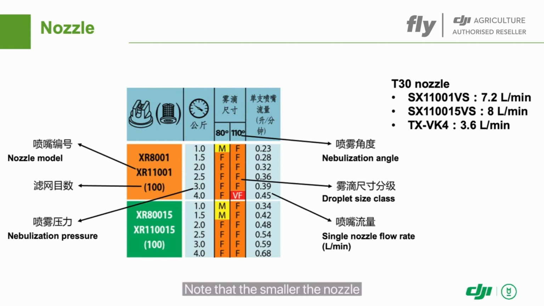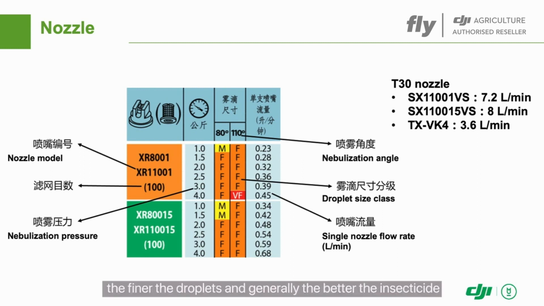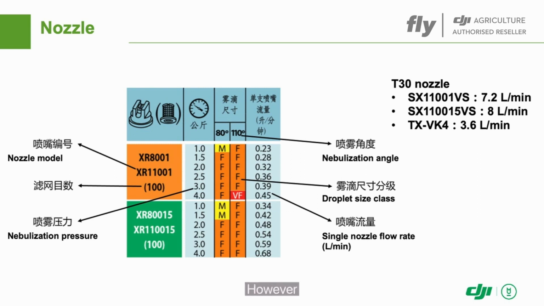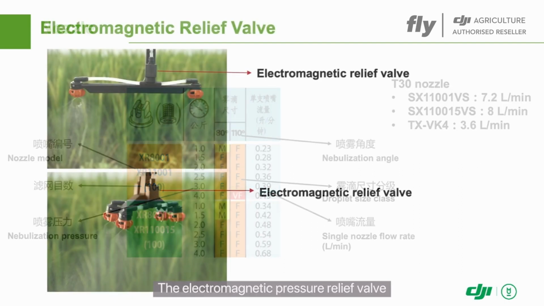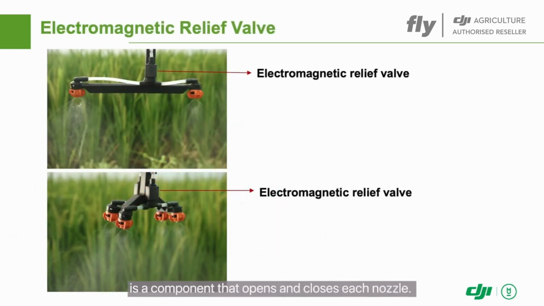Note that the smaller the nozzle, the finer the droplets, and generally the better the insecticide or fungicide spraying performance. However, the droplets are then more prone to drift and evaporation. The electromagnetic pressure relief valve is a component that opens and closes each nozzle. Generally, you can press and hold the spray button for 2 seconds to discharge the air before the operation.